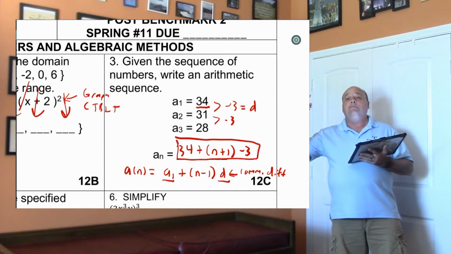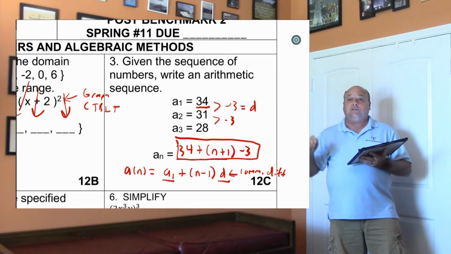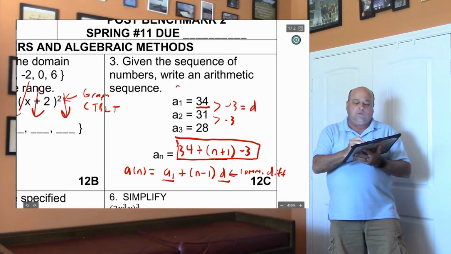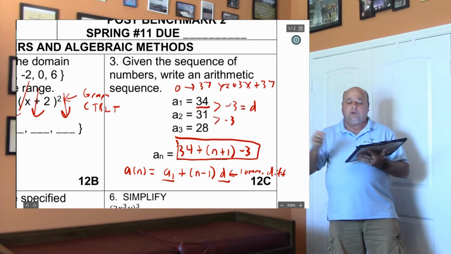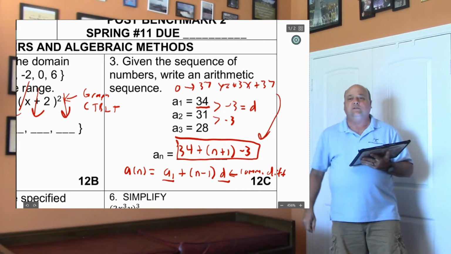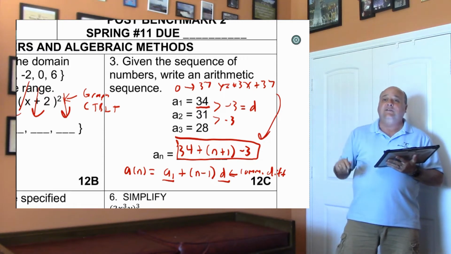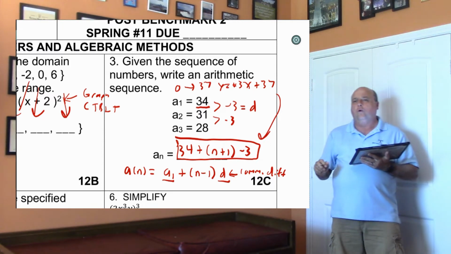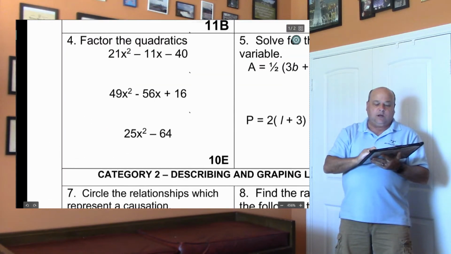If this were mx plus b, it would be negative 3x plus 37, because 37 would be the 0 term, wouldn't it? So y equals negative 3x plus 37 would be the mx plus b, but in a sequence you do this. Same thing, but you're using the first term instead of the 0 term, and it's in a different form. We'll work on this Wednesday. Let's go to the next problem.